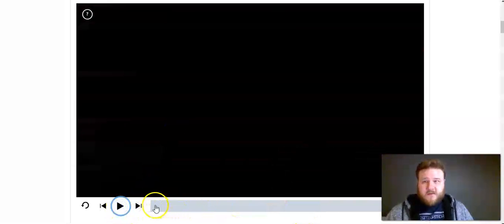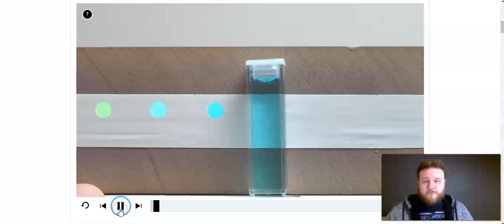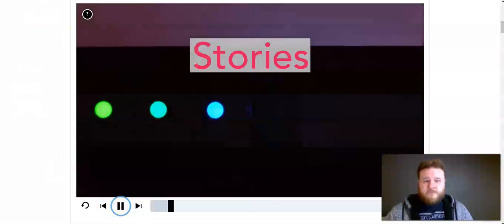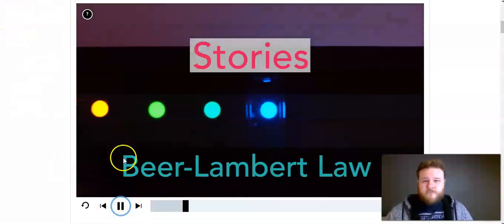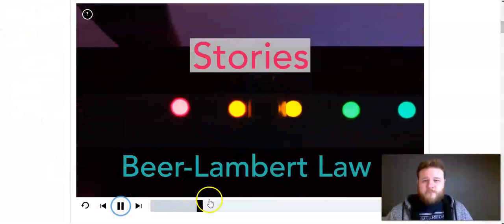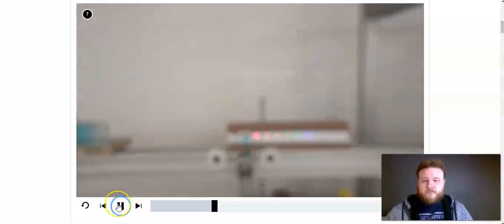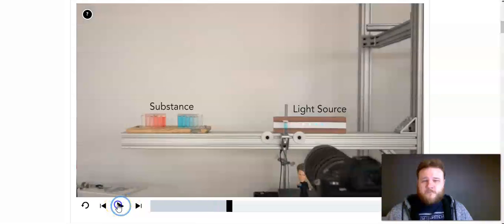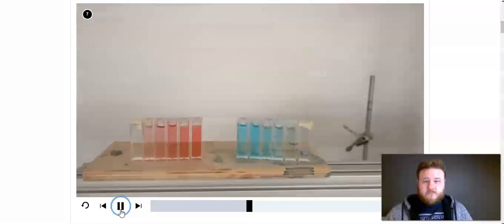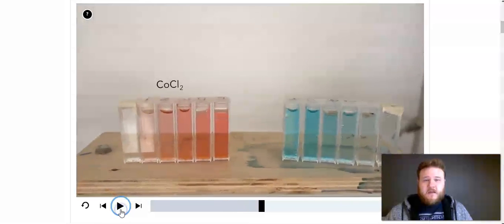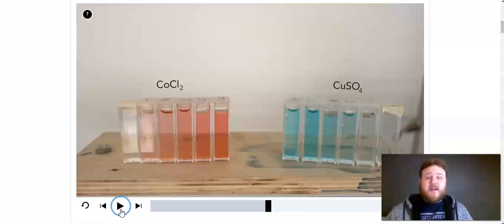Let's just quickly watch this video that they gave. If you look, there's a blue solution and a red solution. They identify the red to be the cobalt chloride, and the blue is the copper sulfate. That's very important to know.